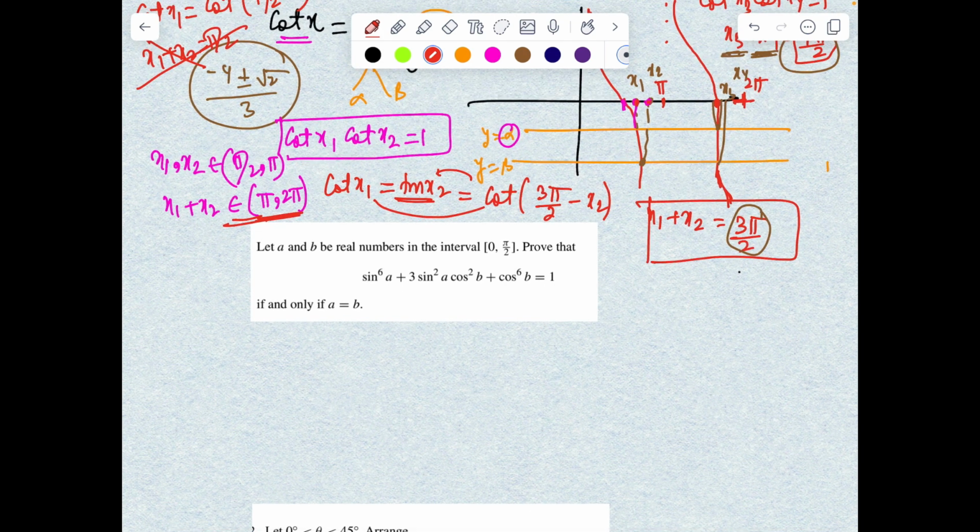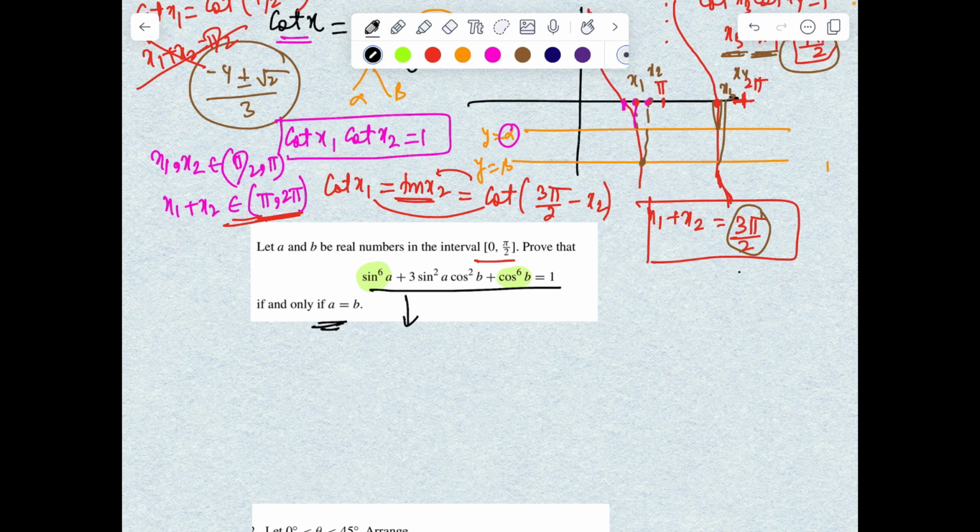So a, b, c are real numbers in 0 to pi by 2. Again, a very important restriction. Prove that this expression equals 1 if and only if a equals b. Now while looking at the expression, you will be tempted to write these as (sin²a)³ plus (cos²a)³ and use the a³ plus b³ formula: (sin²a plus cos²a)³ minus 3ab into (a plus b).